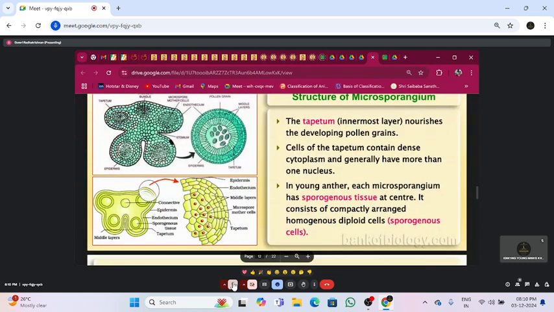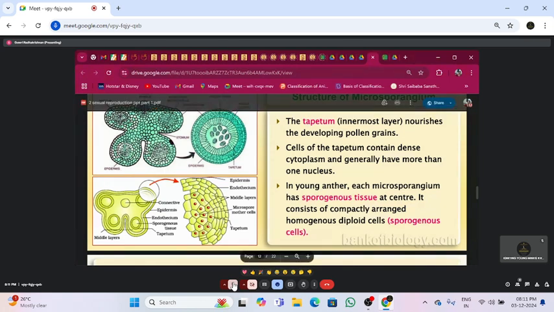Now, what will be the structure of the microsporangium? The tapetum, or the innermost layer, gives nourishment to the pollen grains. When the pollen grains are formed, the tapetum gives nourishment to them. The cells of the tapetum contain dense cytoplasm and generally have more than one nucleus.